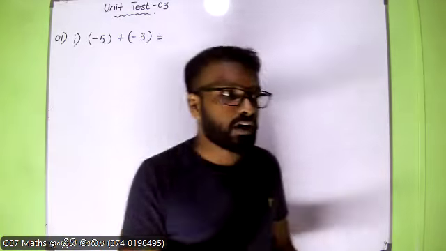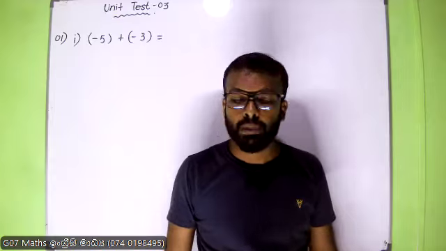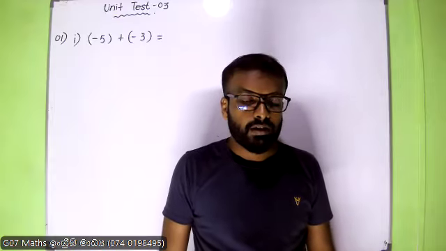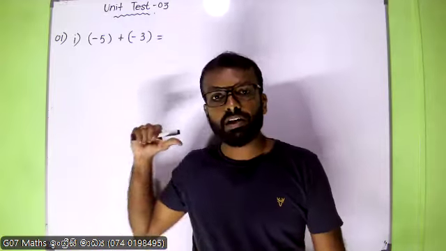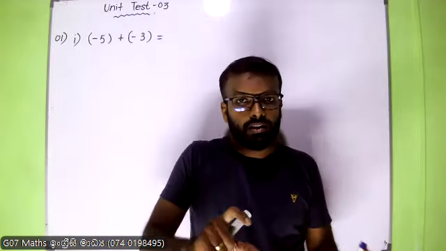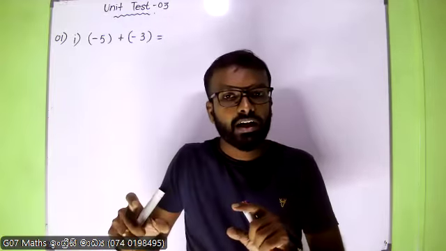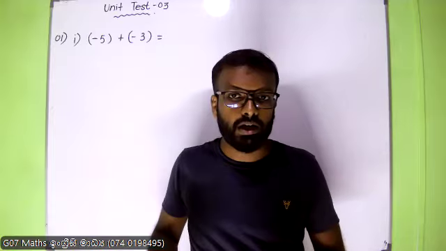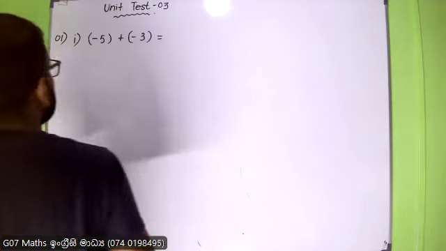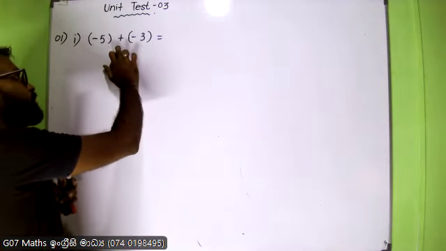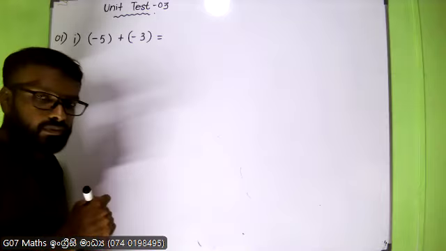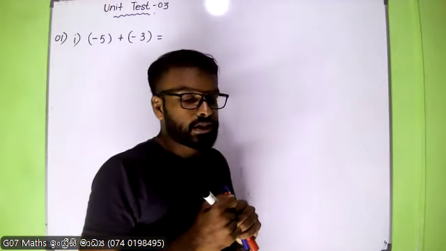So in the first one, we have to find the value using the number line. Before using the number line, we are going to use the method that we learned earlier. Then let's check the answer by using the number line. Okay, so let's do. This is the first one: -5 plus -3.